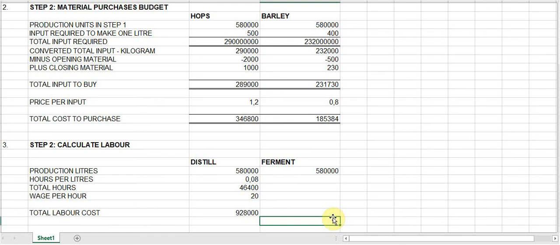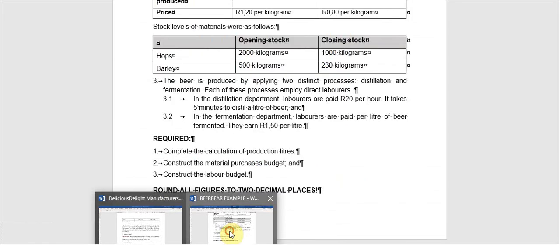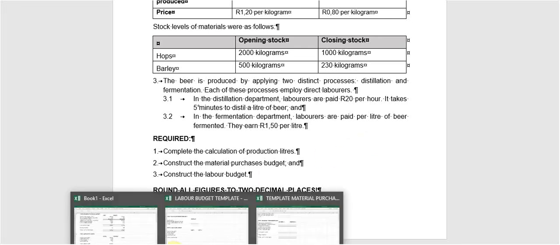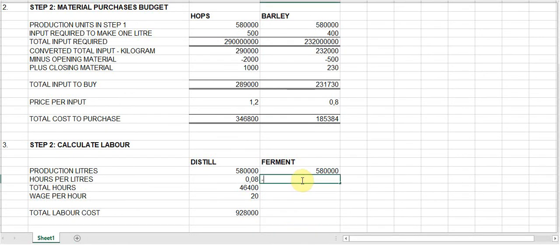Then for the fermentation, this question was quite interesting because you will find now that the laborers are not paid per hour, but they are paid per liter. In other words, they are paid per production output or per production unit, and they earn 1 Rand 50. So because they are not paid per hour, we're going to leave that blank. We cannot have a total number of hours in this instance because they are not paid per hour. They are just paid per liter that is produced. And they earn 1 Rand 50. So all we will do is say take the production liters times 1 Rand 50.